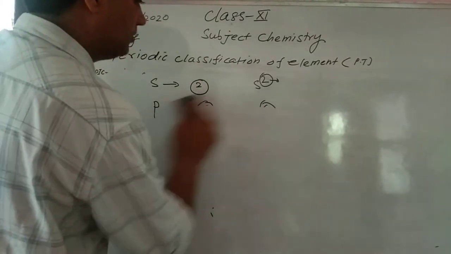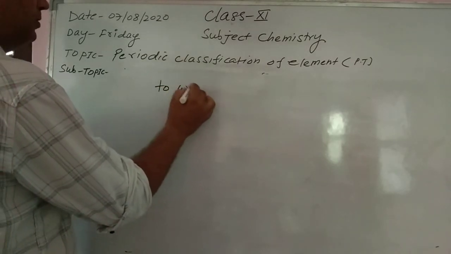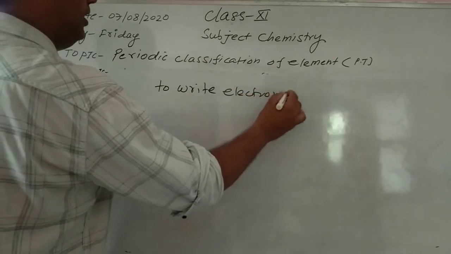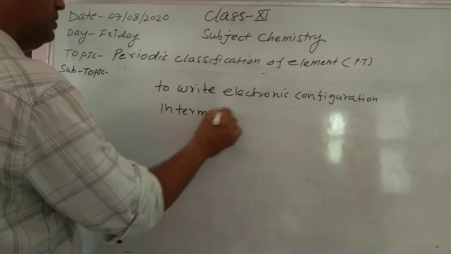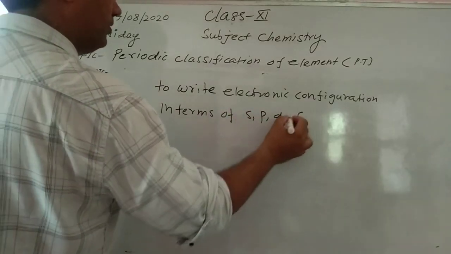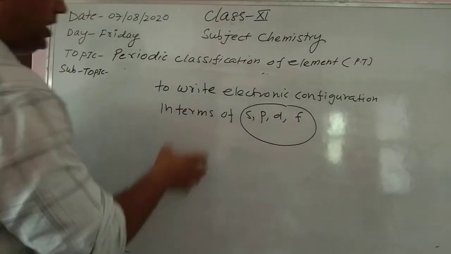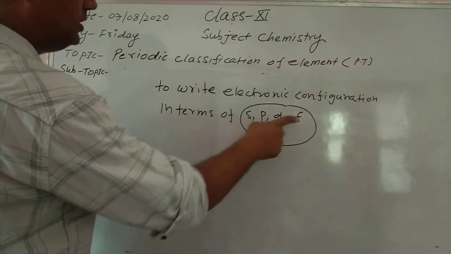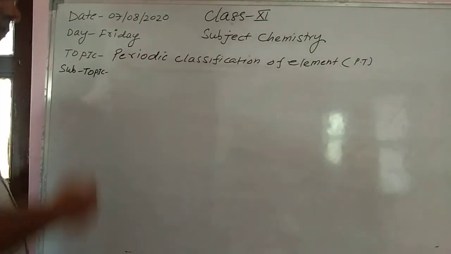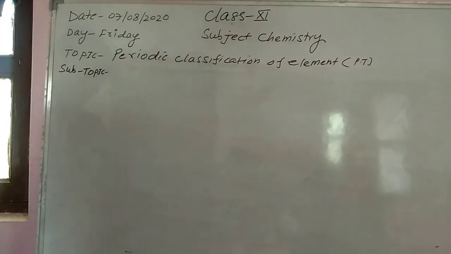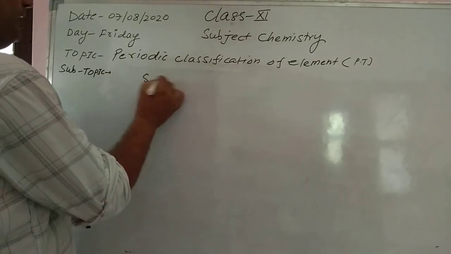During electronic configuration, it is very important to write the electronic configuration in terms of S, P, D, and F. I will discuss electronic configuration in detail in the next lecture, so don't worry about that. So S, P, D, and F are known as subshells, and it is important to write the electronic configuration in terms of subshells.